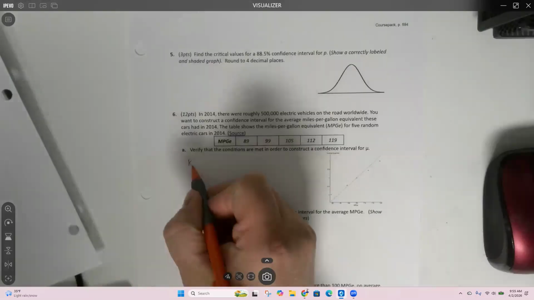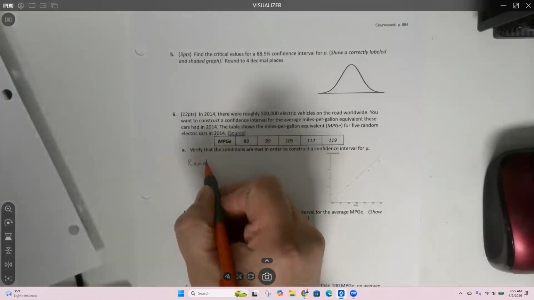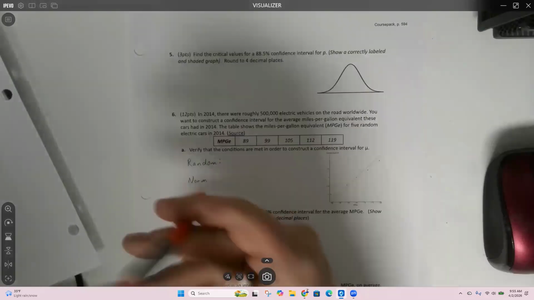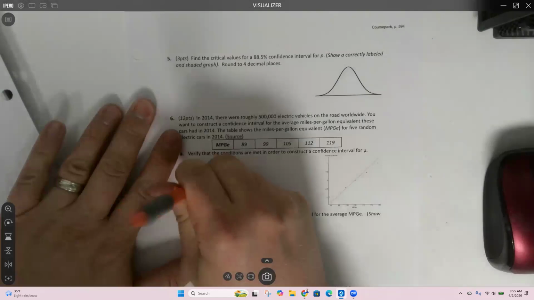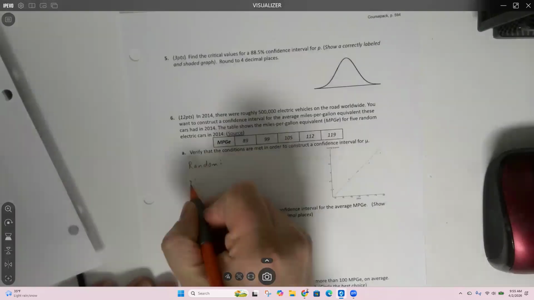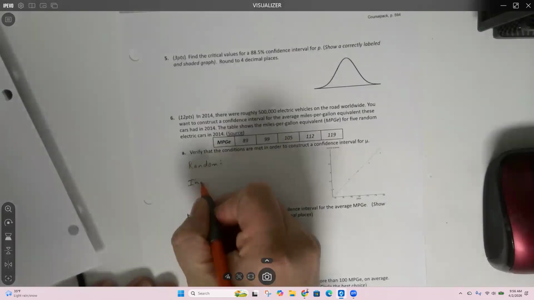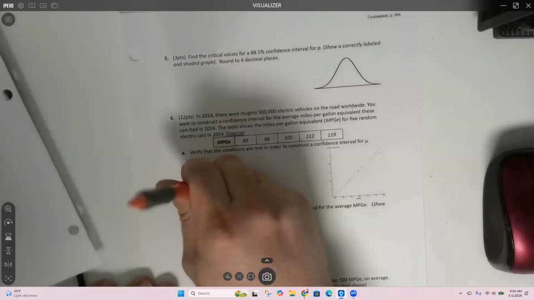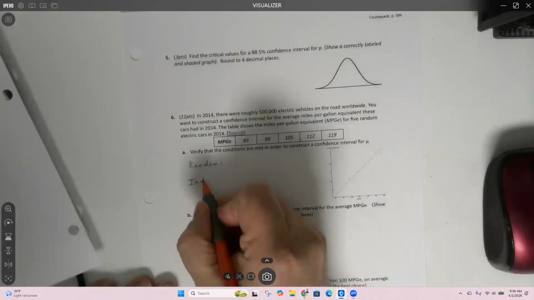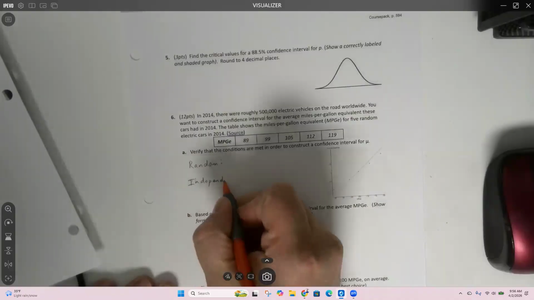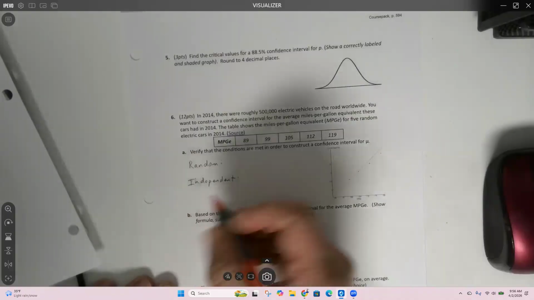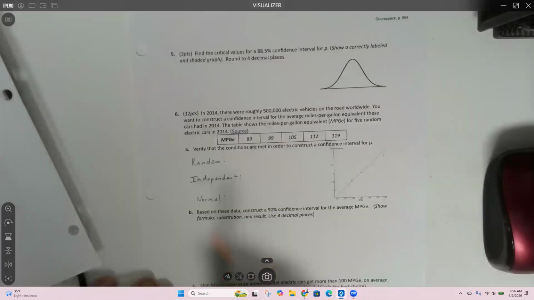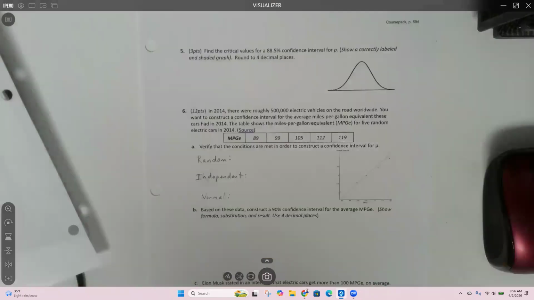So we need to verify random, independent, and normal. The order you verify them in doesn't matter. We'll do independent because that's what we're used to doing, but if you do normal first, it doesn't matter. They don't have to be done in that order.